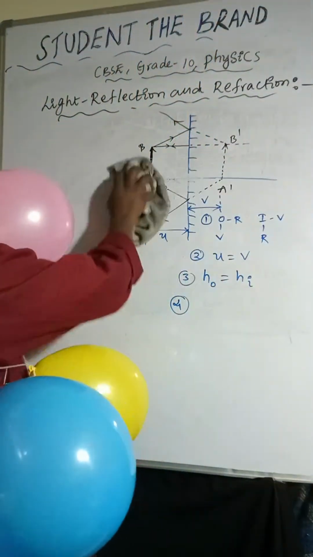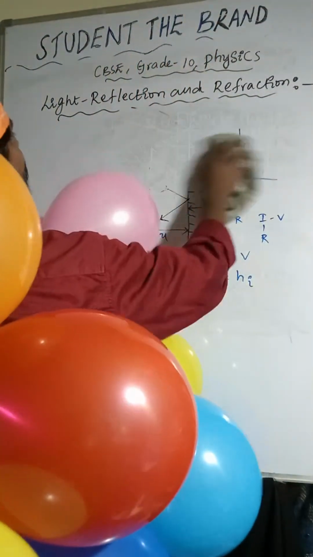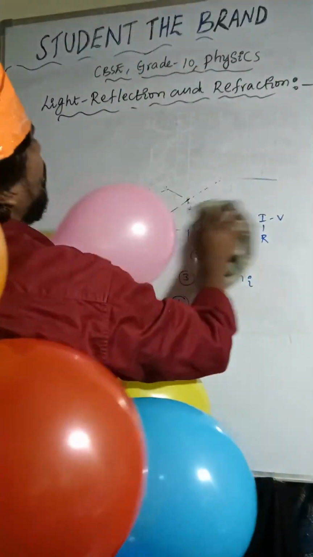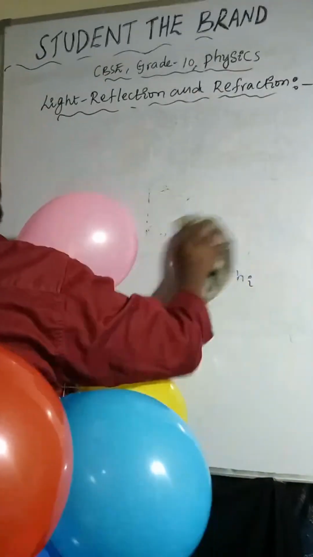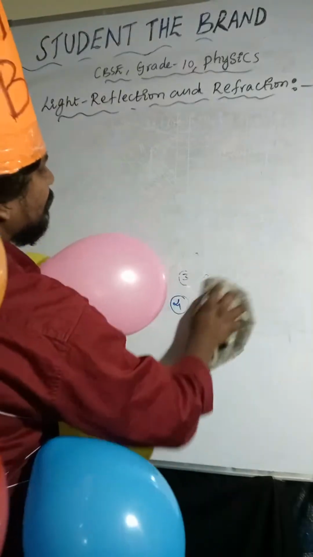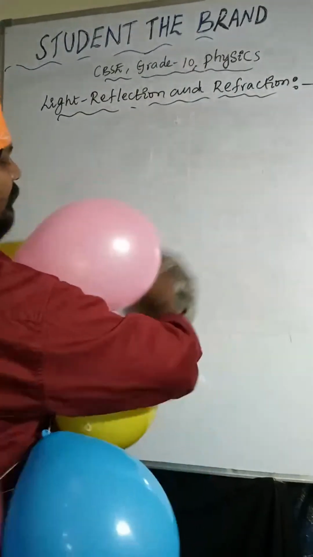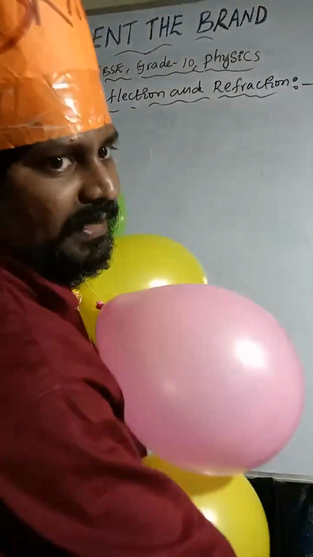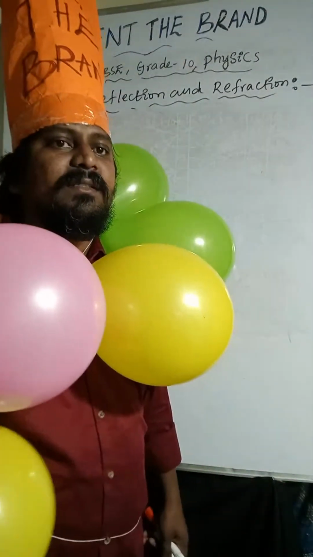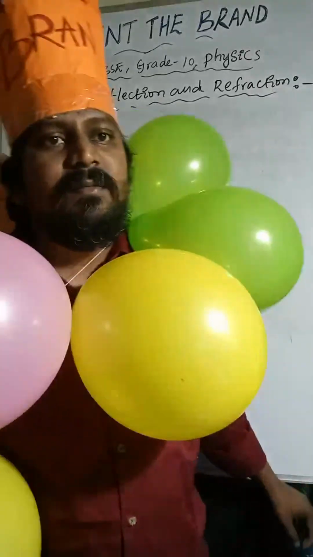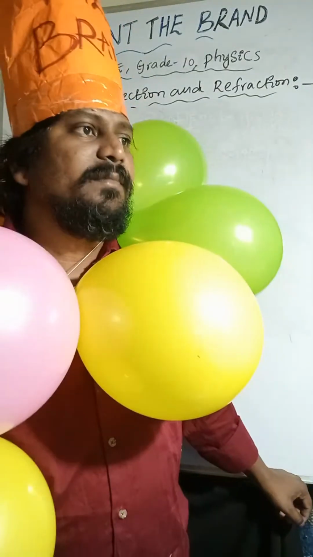Plane mirrors completed. Now concave mirror, types of mirrors: concave mirror and convex mirror. So now we will discuss types of mirrors. There are two types of mirrors, concave mirror and convex mirror.